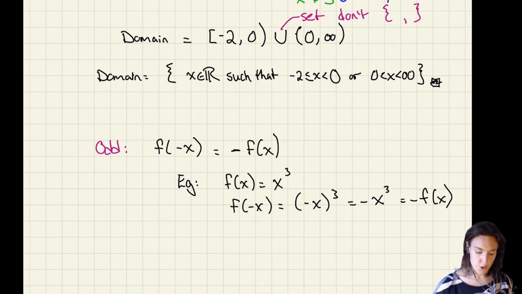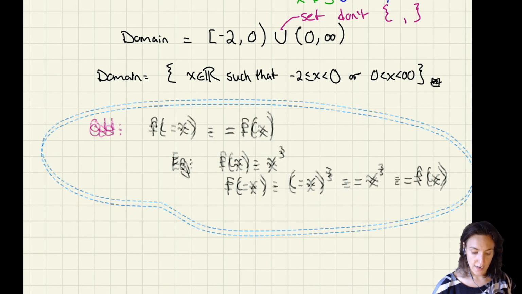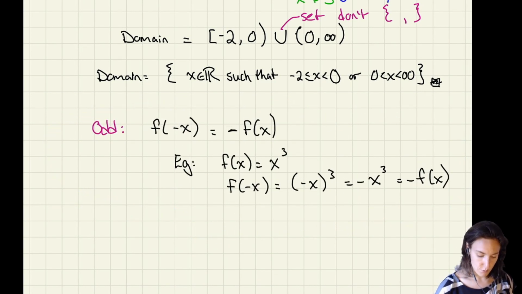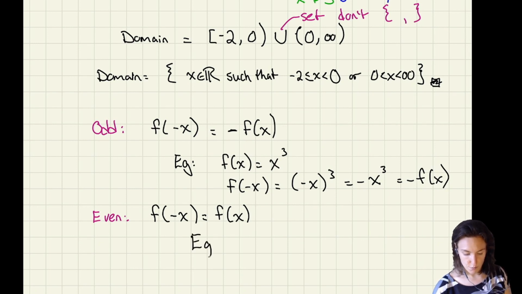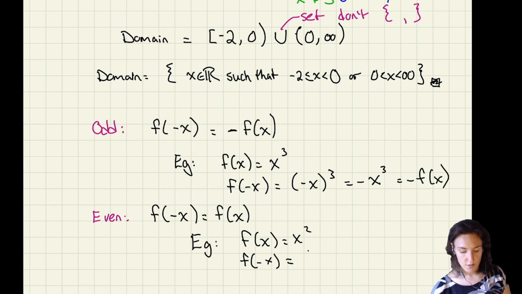An even function is when you put in a negative and you still get the same thing out. So again, don't worry about this too much for now. We're going to be formally defining this and working with this in a little bit. But if you have f of -x and you get your same function back, that's even. So an example of this could be a standard parabola, where if you have f of x is equal to x squared, and then you put in your negative, you're going to get (-x) squared, which is just x squared, which is f of x.